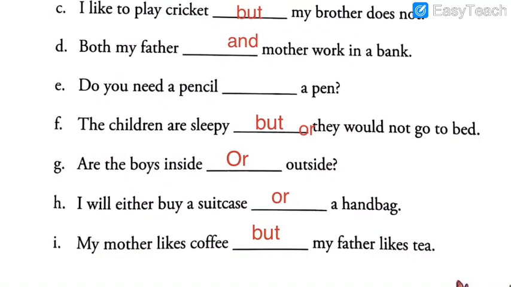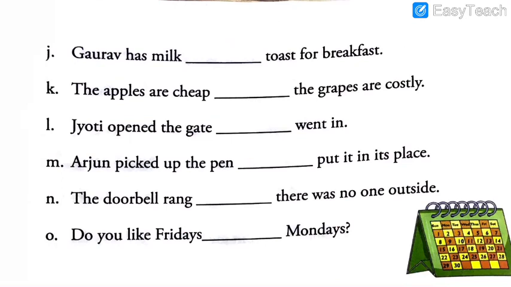So we have solved one page. Let us jump on to the next page. Sentence J. Gaurav has milk dash toast for breakfast. Think about the answer. This is very easy. I'll count 5 till then. I hope that you will get the answer. 1, 2, 3, 4, and 5. So Gaurav has milk dash toast for breakfast.